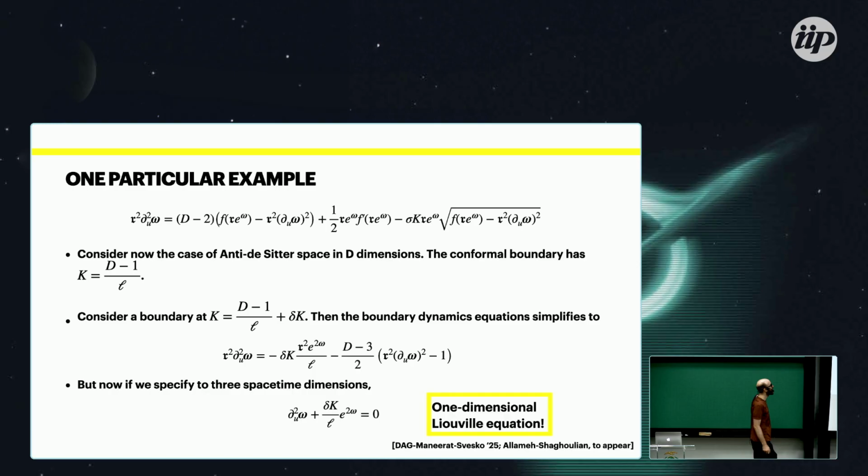But let me tell you about one of those cases that might relate to things that people have been discussing in this workshop. So let's go back for now to anti-de Sitter space in d dimensions. The conformal boundary of AdS has fixed trace of extrinsic curvature and is given by d minus 1 over L, independent of g0 and gd that are the boundary data that we usually specify in AdS. Whatever those two functions are, if you consider the limit where the boundary goes exactly to the conformal boundary, K is fixed to this value.